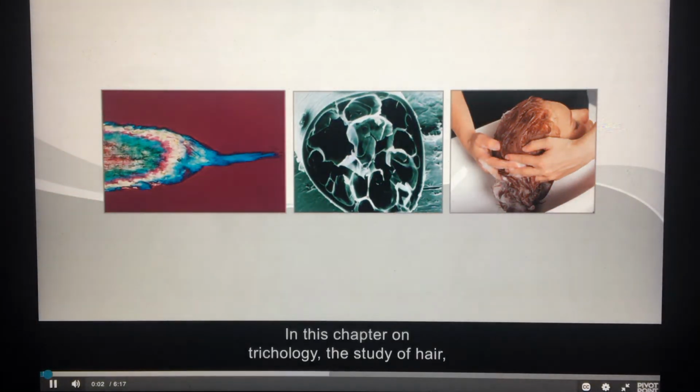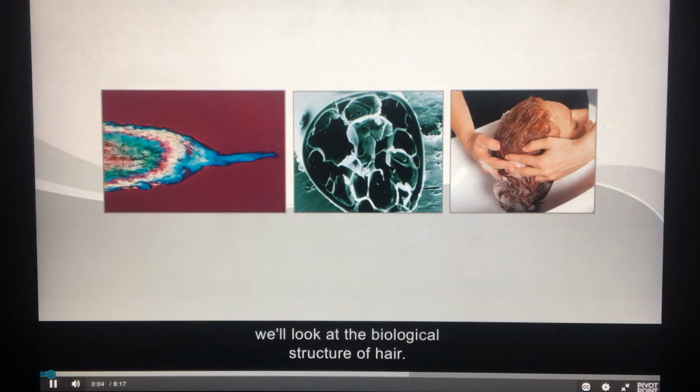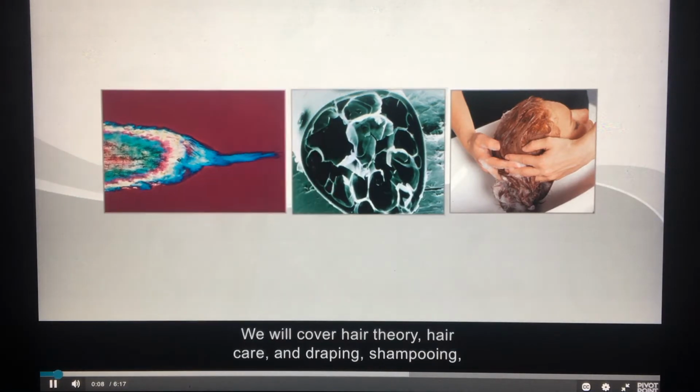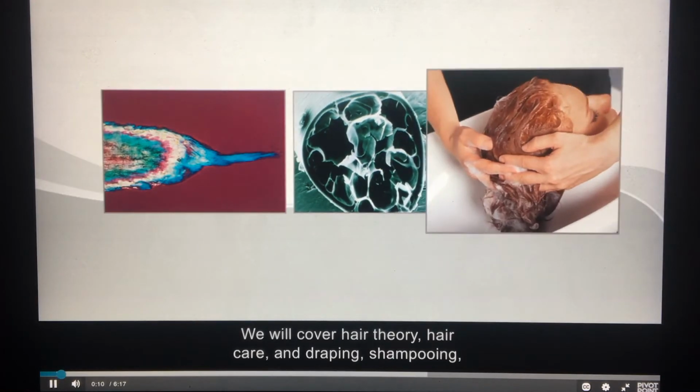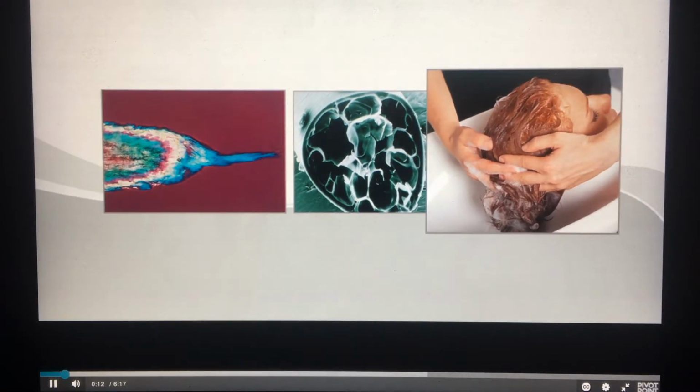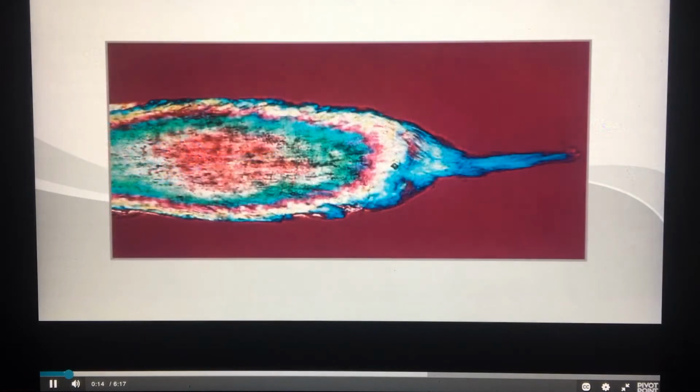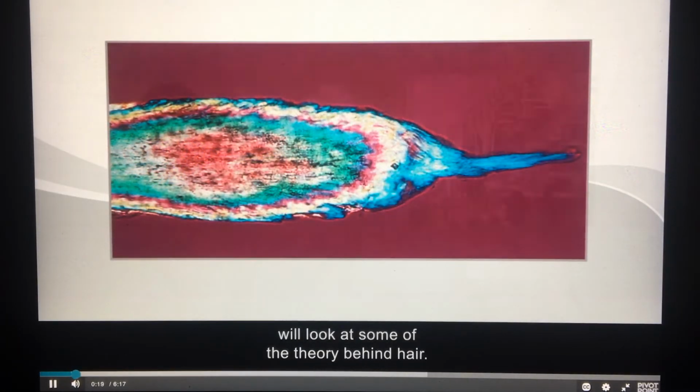This chapter on trichology, the study of hair, we'll look at the biological structure of hair. We will cover hair theory, hair care, and draping, shampooing, and scalp massage. In this portion of the chapter, we will look at some of the theory behind hair.